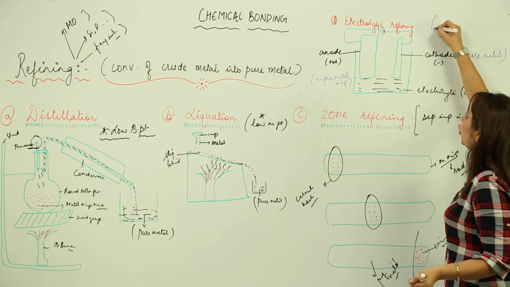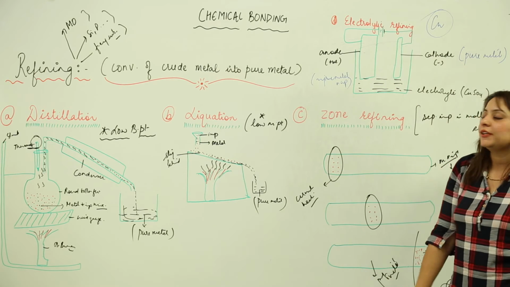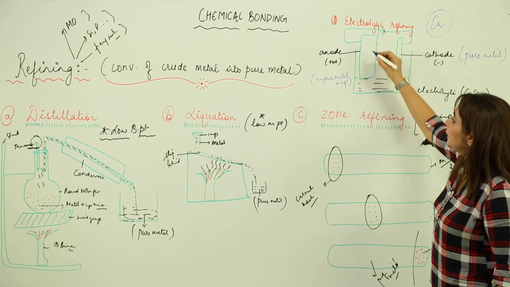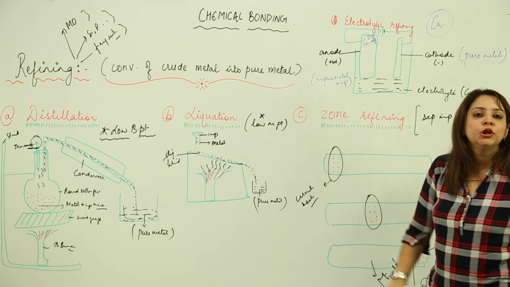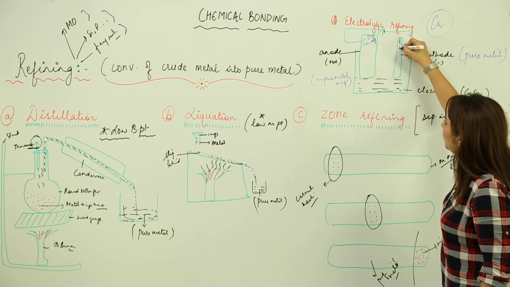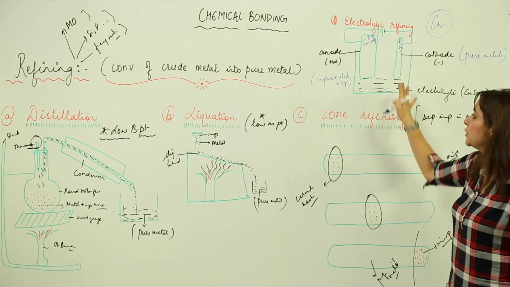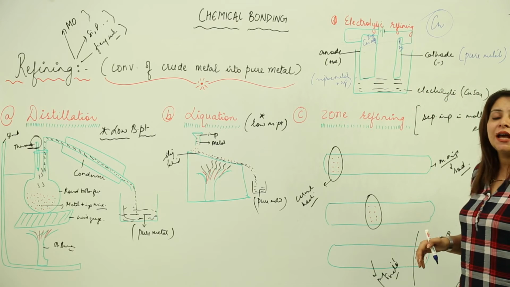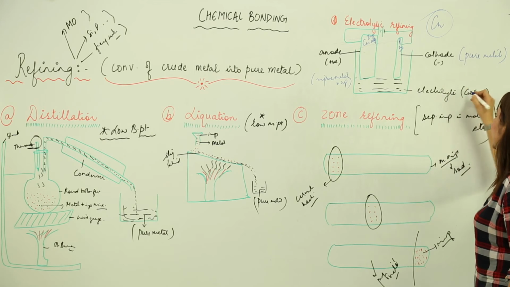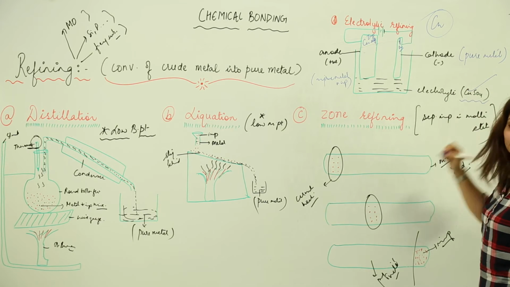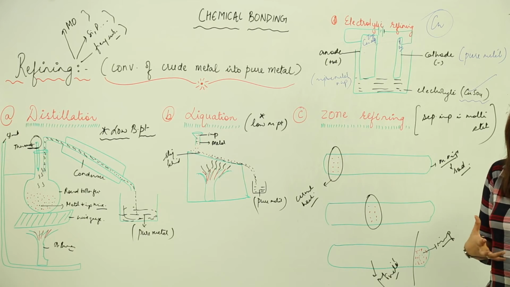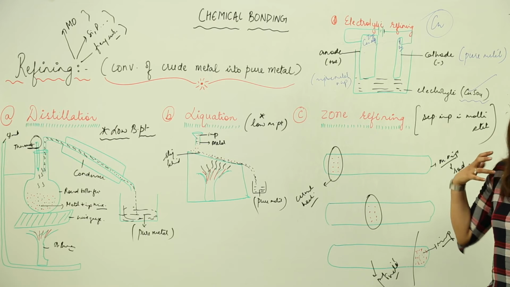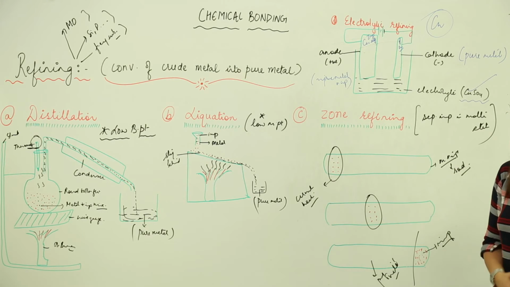So let's refine copper with this. My impure copper metal, with impurities, is the anode, and my pure copper rod is the cathode, dipped into the electrolyte. I'll be taking an electrolyte, a metal salt solution. Let's say I have CuSO4. So what is going to happen, or what kind of changes am I going to see, and how is the refining taking place? Just look at the board carefully.